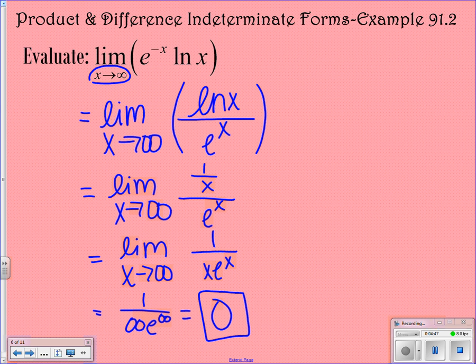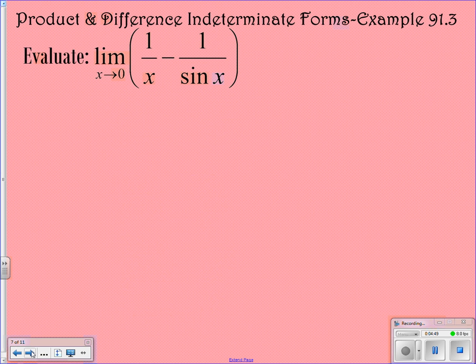Okay, let's look at another example. We want to evaluate this one. Well, in order to evaluate this, we need to make it into one fraction. Right now we have 2. So the way that you're going to do that, you're going to say the limit as x approaches 0.